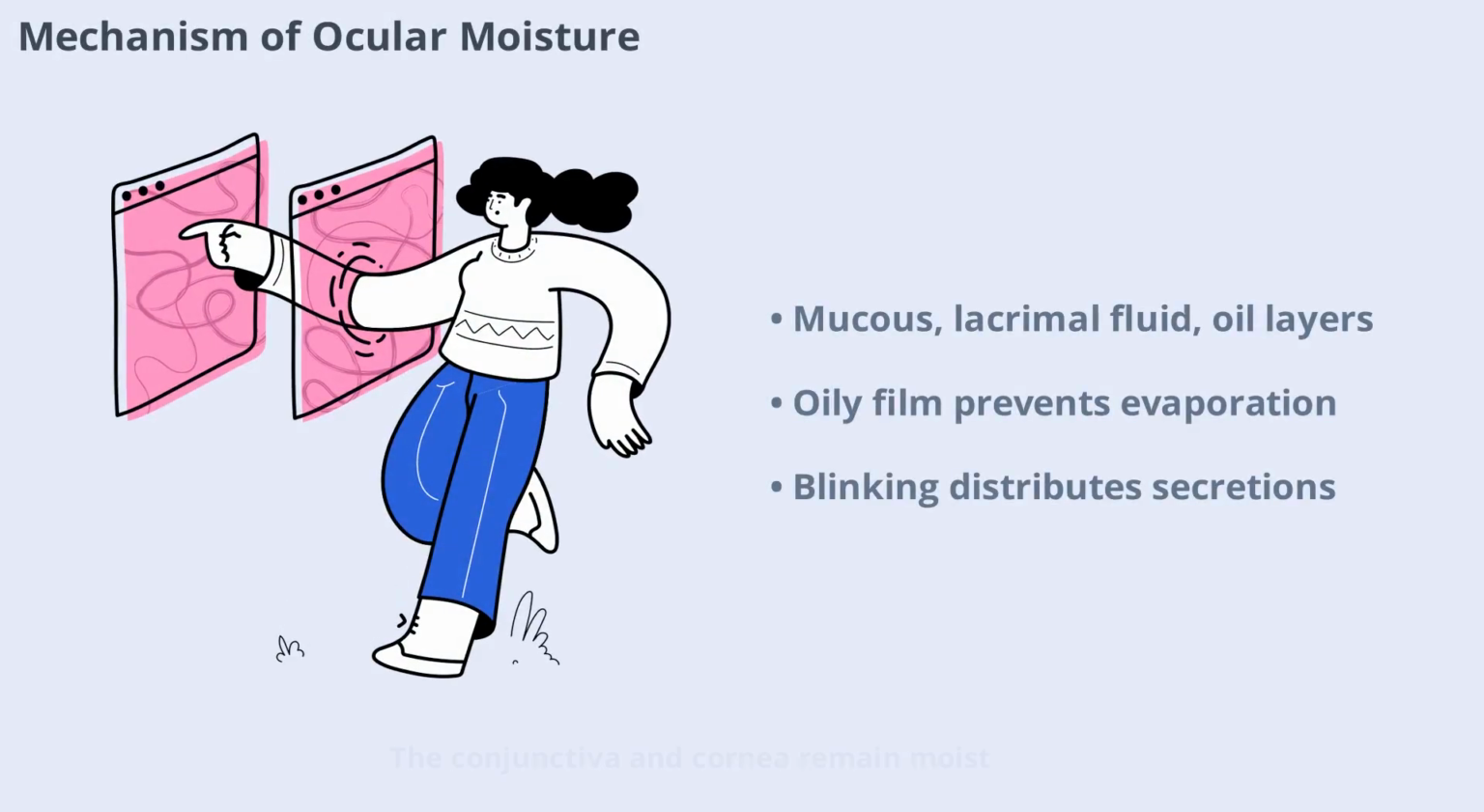The conjunctiva and cornea remain moist thanks to a delicate balance of secretions. Mucus from goblet cells forms the innermost layer, covered by lacrimal fluid and topped by an oily film from meibomian and Zeiss glands. This oily layer prevents excessive evaporation of tears. Blinking helps distribute these secretions evenly, ensuring the ocular surface stays hydrated and protected from environmental irritants.